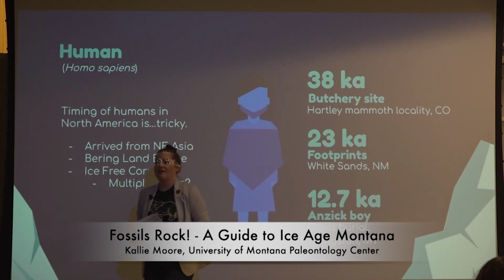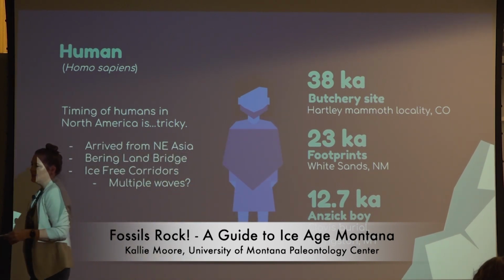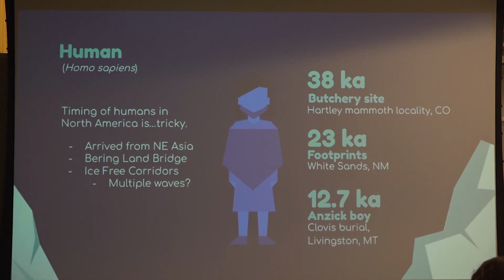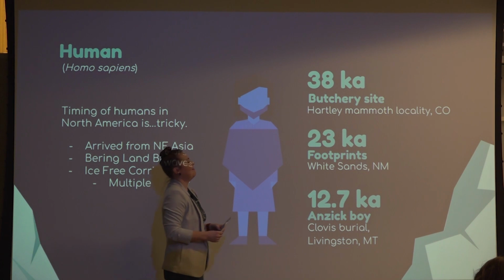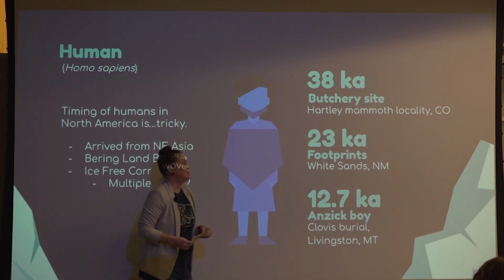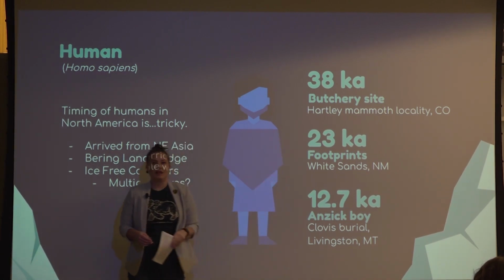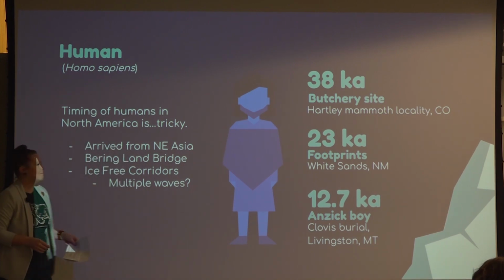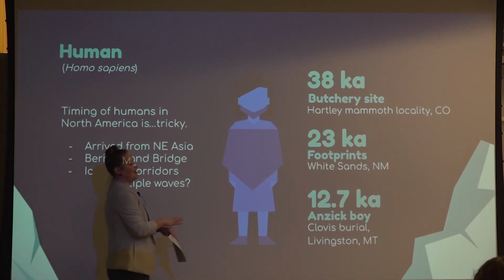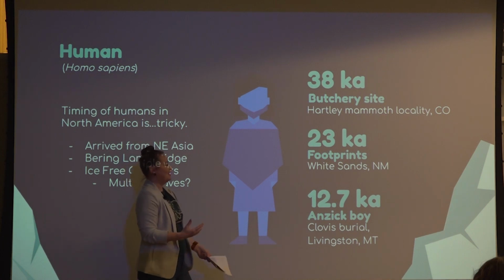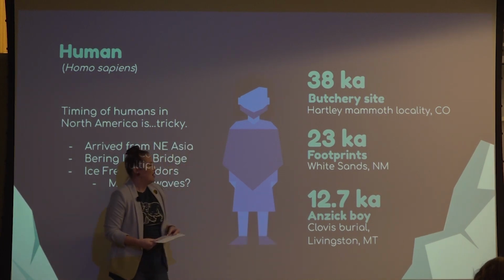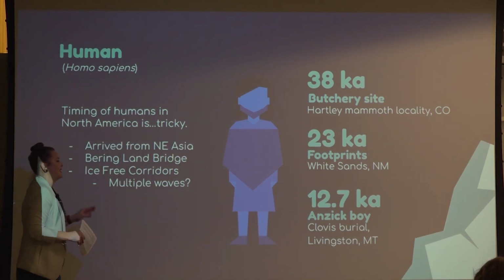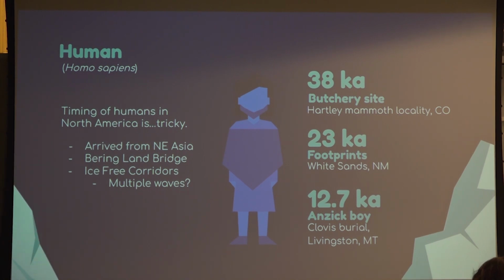38,000 years ago, we have found a mammoth butchering site in Colorado, and it has been carbon dated to 38,000 years ago. That's really old. That's way older than we thought, because the next oldest evidence that we have is 23,000 years ago with the footprints in White Sands, New Mexico. That came out kind of during the pandemic. And then the oldest human bits and pieces is actually about 12,000 years ago with the Anzick boy. And that's the only Clovis burial that we know of, and it's right here in Montana.